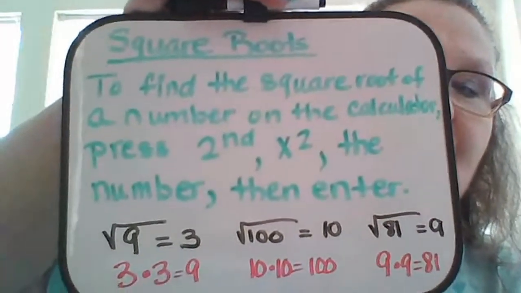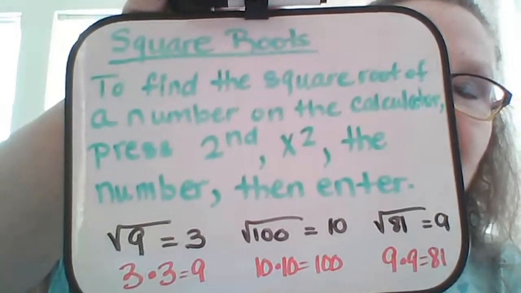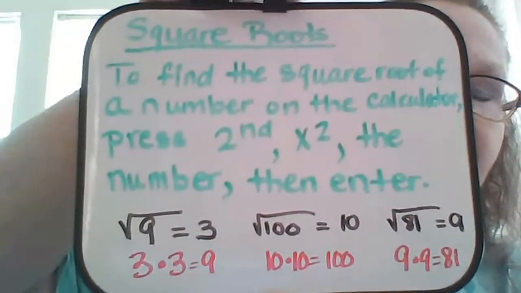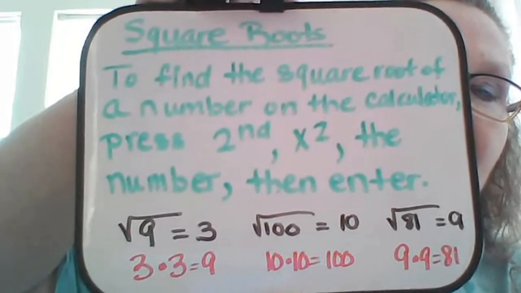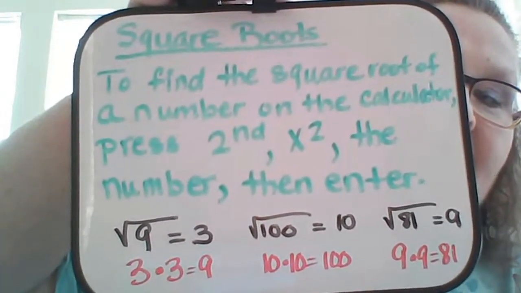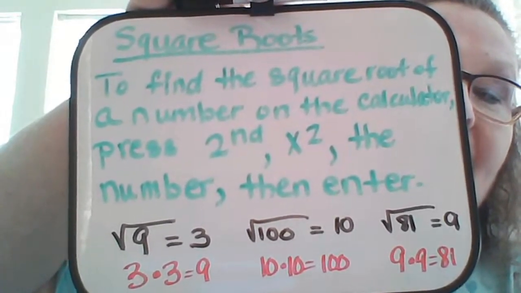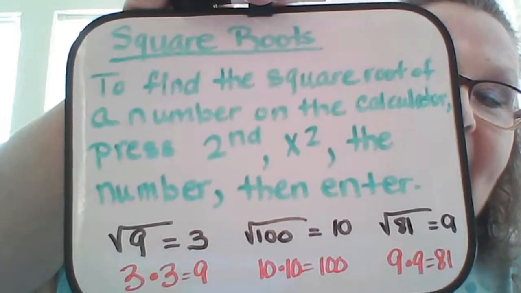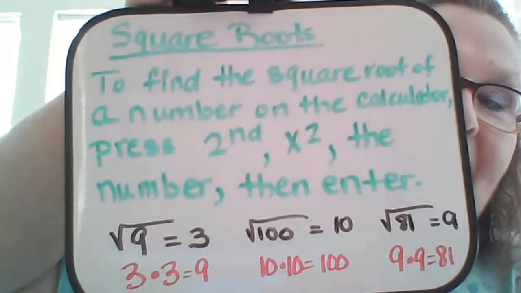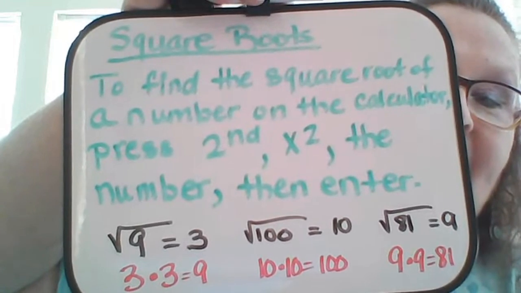Now most of you should know what square roots are, and you should know how to find square roots on your calculator because we've done that before, but you've probably just forgotten. To find the square root of a number on your calculator, you simply press the second key, then the X2 key, the number, and then enter.